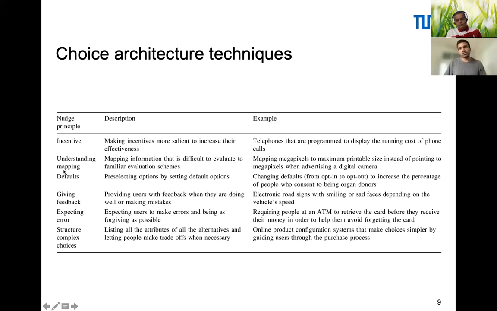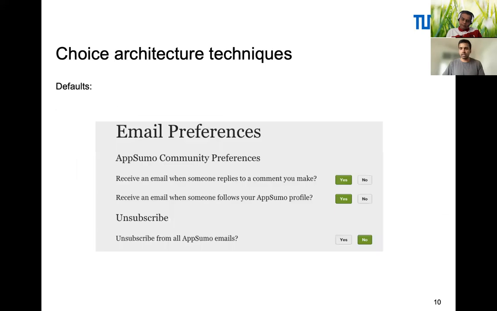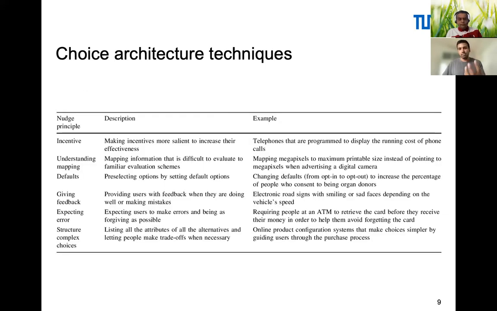And understanding mapping is that some things are not easy for us to evaluate, right? For example, it's hard for you to process what is 1 gigabyte of information, or what is 2 gigabytes of information. But you definitely know when Steve Jobs told you that if you have a 1 GB iPod with you, you can store 500 songs. It's easier for you to process. So if you can map this information properly, then it can facilitate choices.